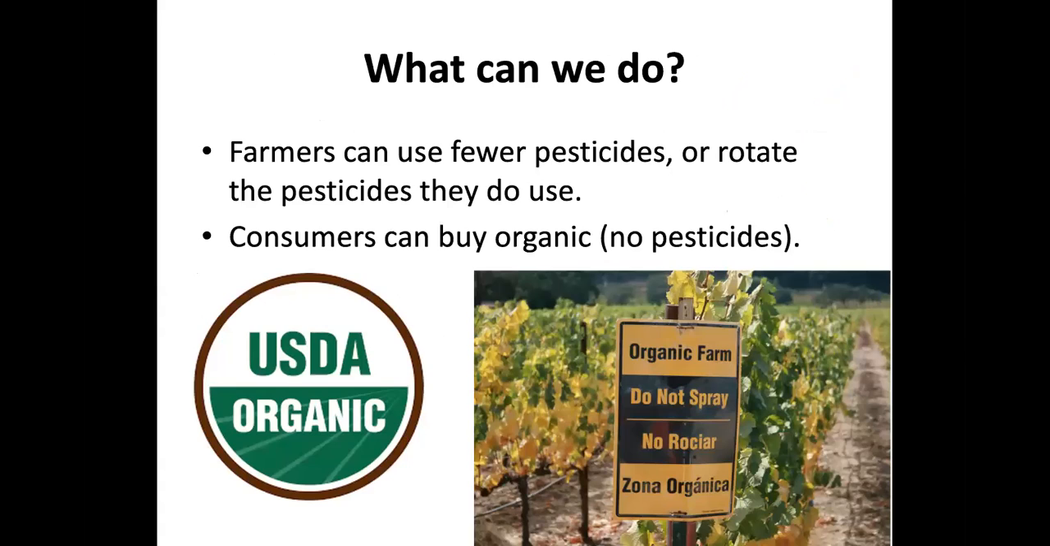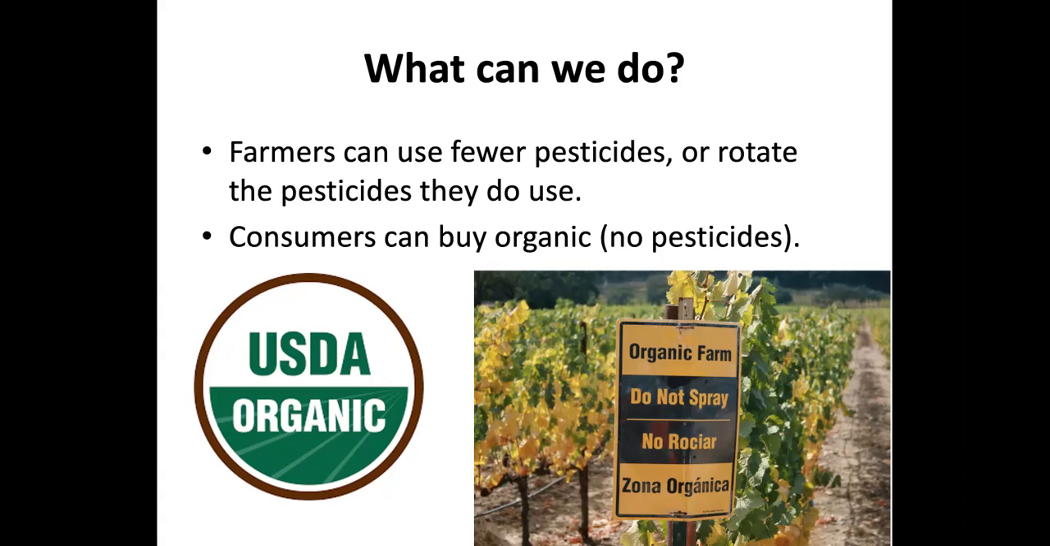So what can we do about this? Farmers can use fewer pesticides, and or they can rotate the pesticides they use. So just like antibiotics, there's a variety of pesticides, so they can rotate the pesticides that they use so that maybe the insects don't become resistant to a specific one, okay?